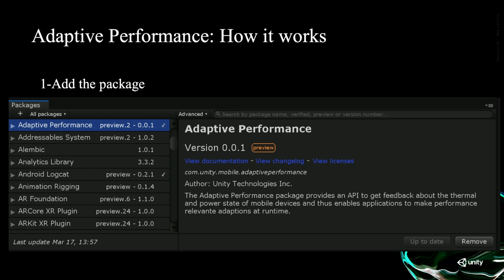And that's one of the very important parts for us. Because when you add adaptive performance, it's super easy. It's one click in the Unity package manager and it's installed.